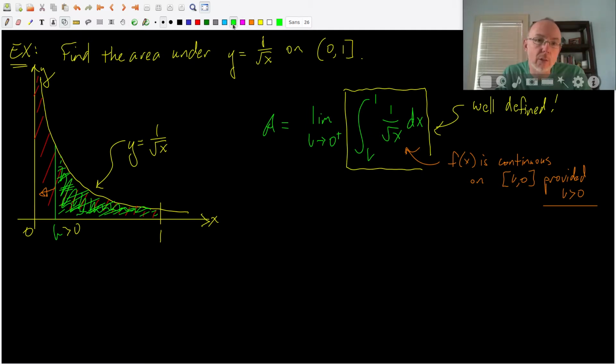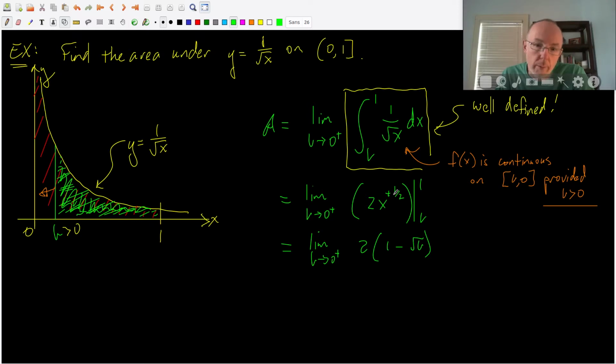So that gives us an integral to do. The actual integral is easy. Let's evaluate it. This is just an x to the minus a half integral, and so we end up with that, and then evaluating at the endpoints, we find that this is twice the square root of 1 minus twice the square root of b. This is an easy limit to take. Square root of 0 is well defined, so this is 1 minus 0. This thing is continuous, and so the limit exists.